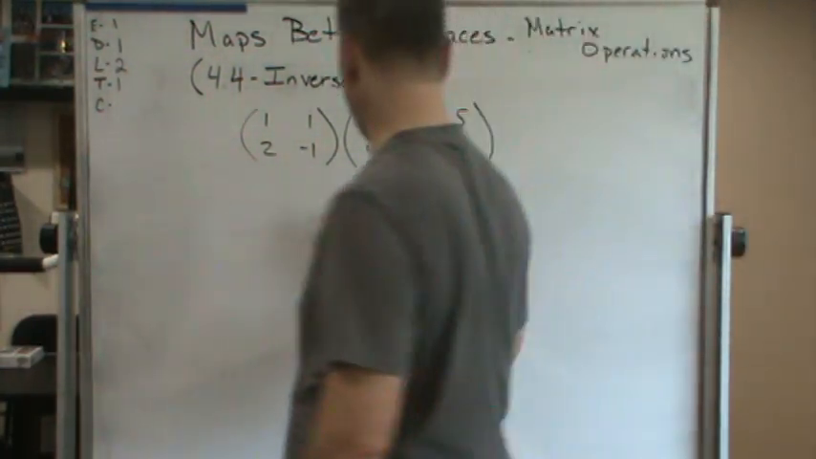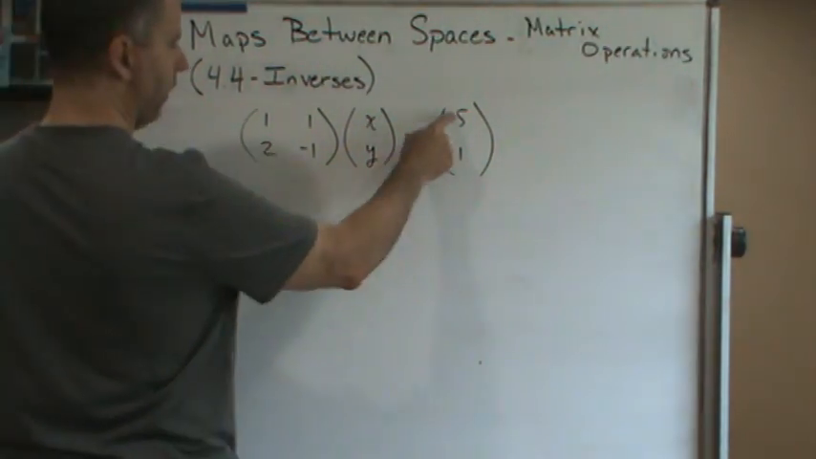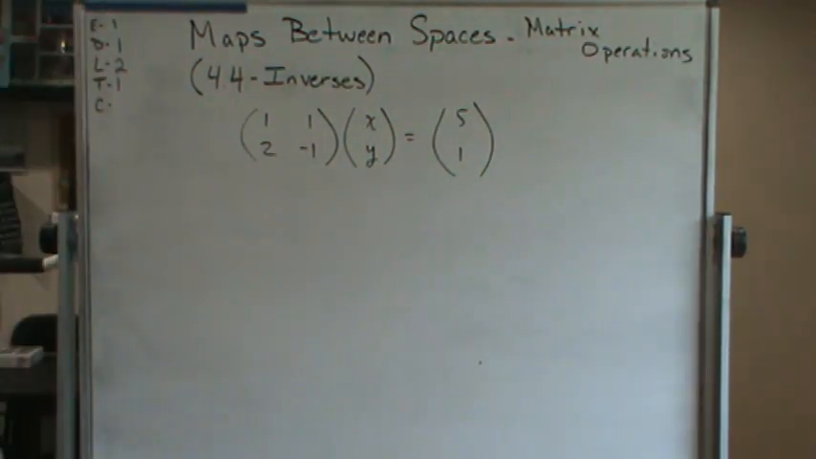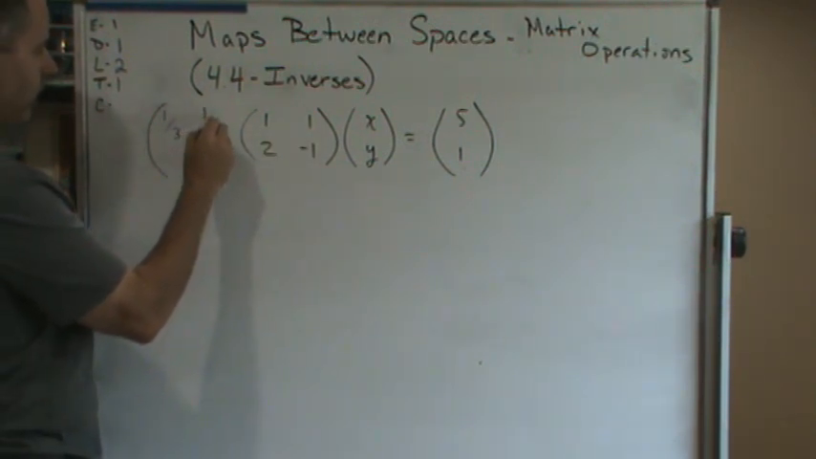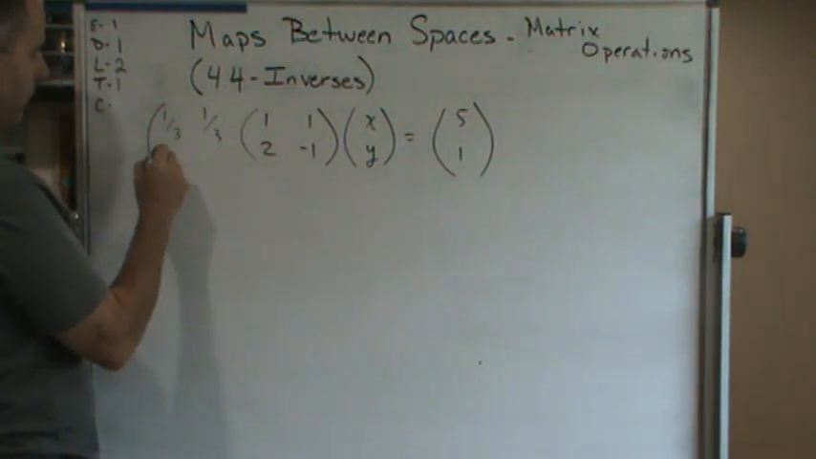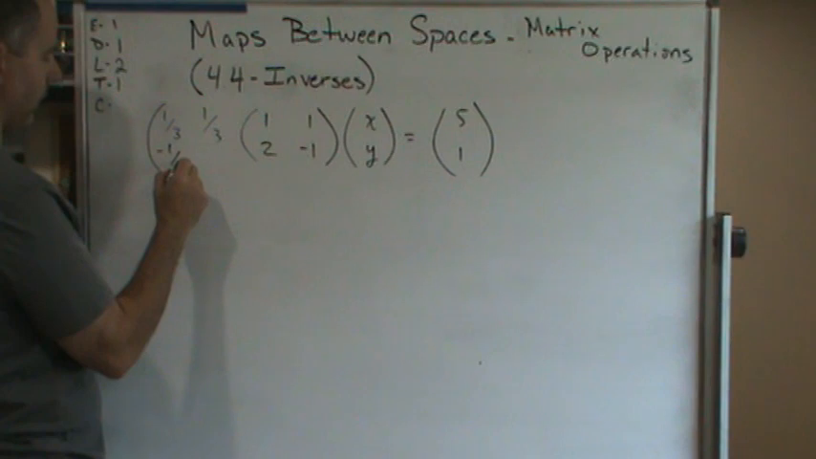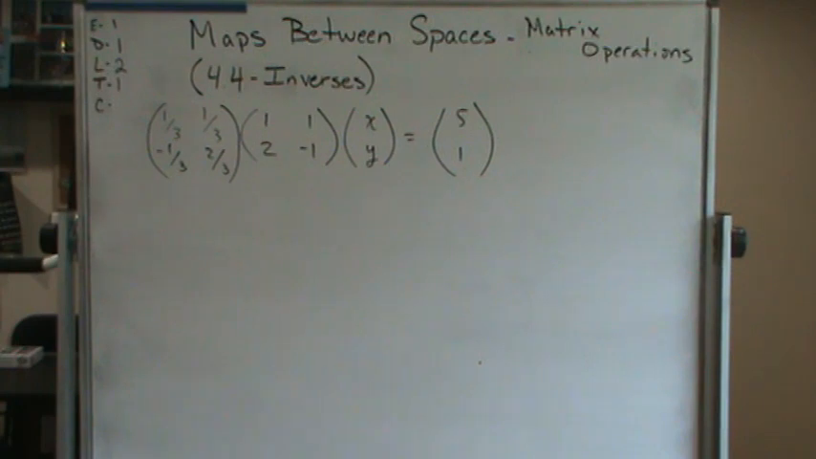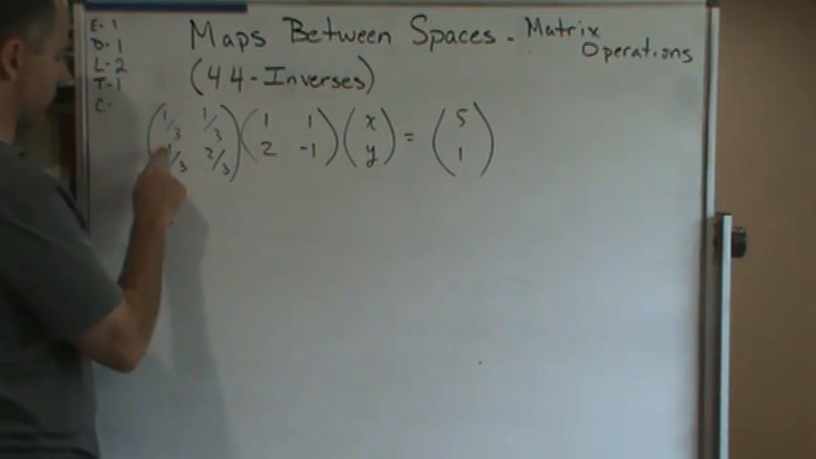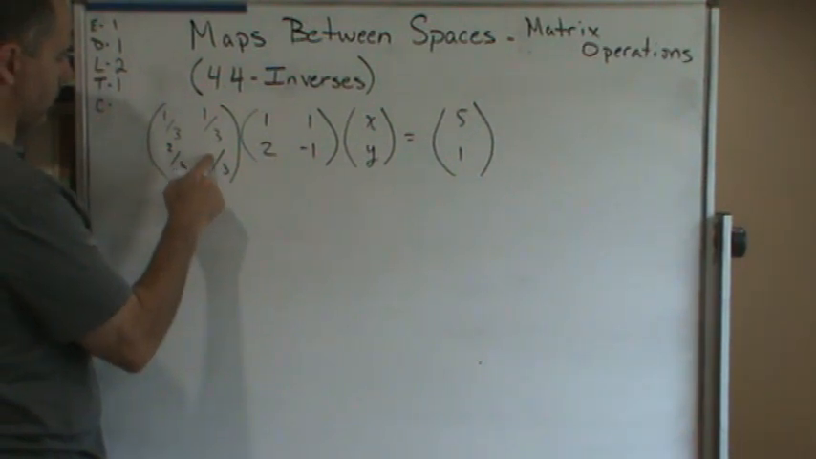So for example, instead of 3 and 2, if I just change the constants to 5 and 1, now that we've already solved and we've got our inverse, we already know how to get the identity matrix here, which is going to be our matrix of 1/3, 1/3, negative 1/3, and 2/3. Or no, sorry, I got this backwards.